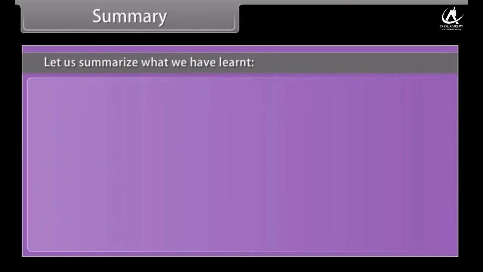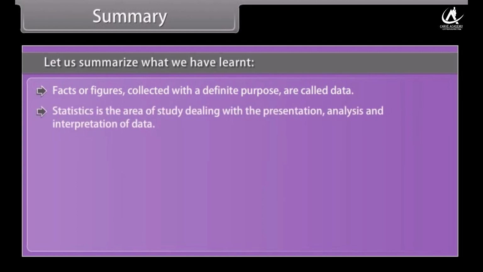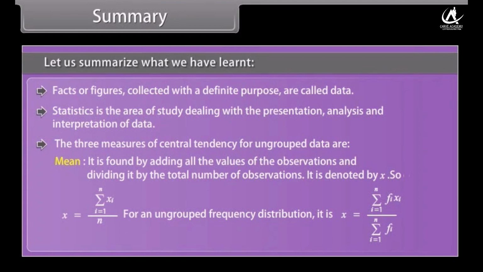Summary. Let us summarize what we have learned. Facts or figures collected with a definite purpose are called data. Statistics is the area of study dealing with the presentation, analysis, and interpretation of data. The three measures of central tendency for ungrouped data are: mean. It is found by adding all the values of the observations and dividing it by the total number of observations. It is denoted by x bar.